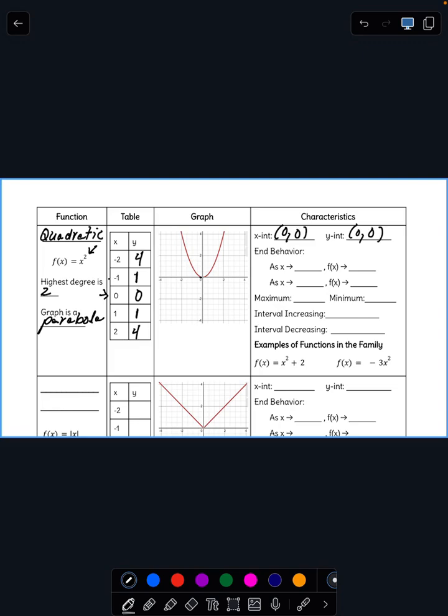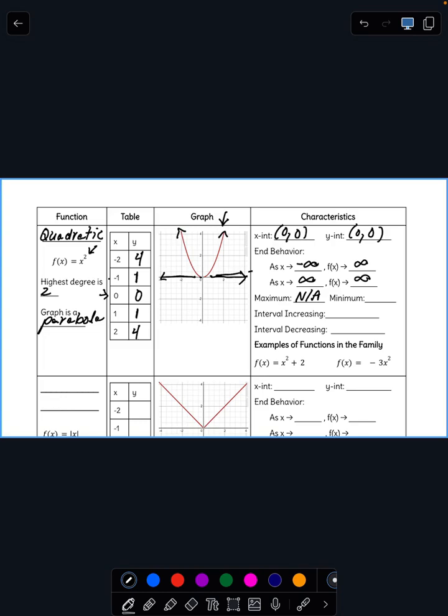All right, so end behavior. So remember, end behavior, we're talking about what's happening here at the ends in relation to what x is doing. So we're talking about the y in relation to the x. As x is headed towards negative infinity, f of x, or y, is headed toward positive infinity. As x is headed toward positive infinity, f of x, or y, is headed towards also positive infinity.